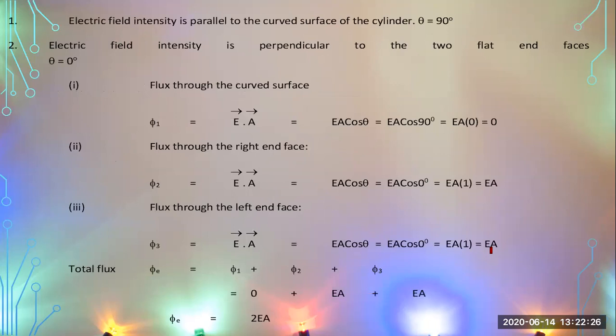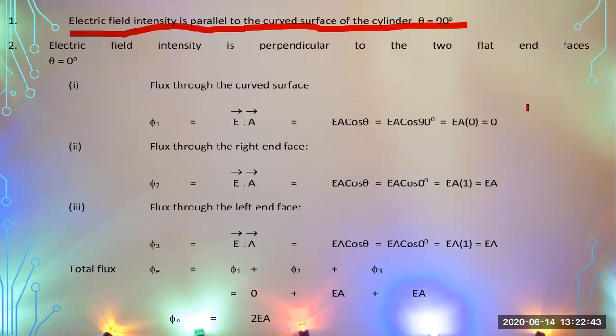This is another, alternate procedure to calculate this one. That is the same topic which we have already discussed. That is, the electric field intensity is parallel to the curved surface, that is, the angle is equal to 90 degrees. We have already seen this.